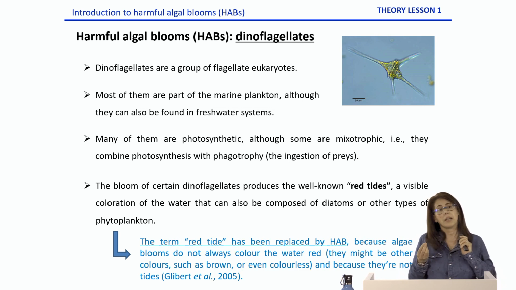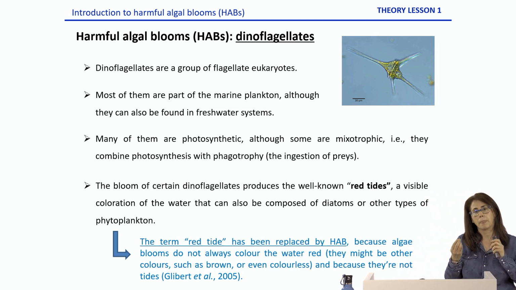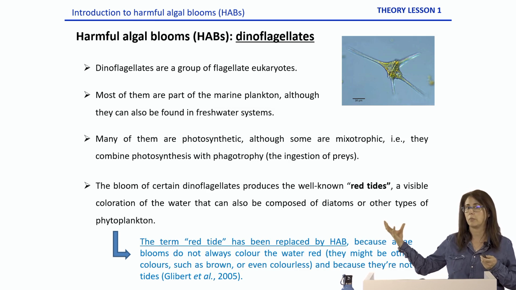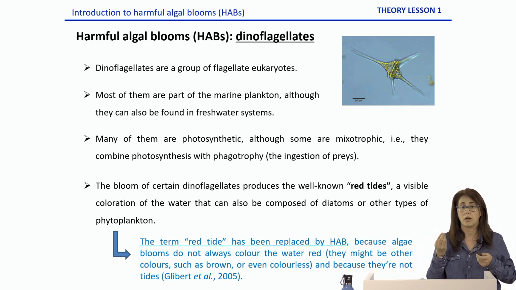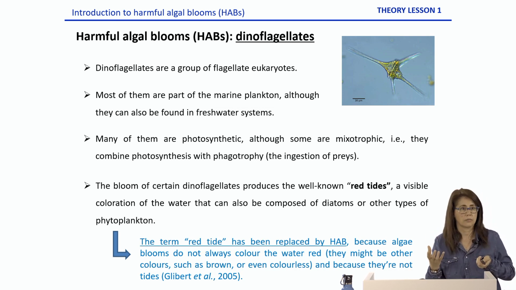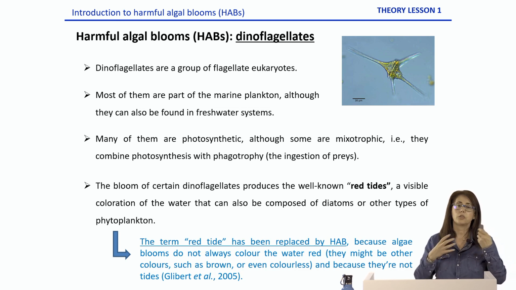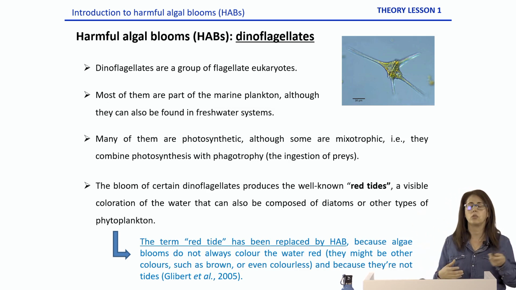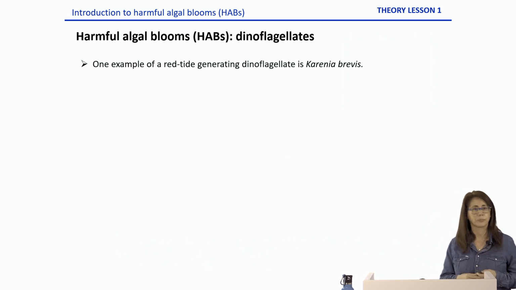The term red tide is actually not very accurate because, as you have seen, for example, with the cyanobacteria blooms, not all the HABs are red. Some of them are green, brown, blue, whatever, but not only this, they are not tides. So it is better to use the term HAB, harmful algae bloom, than to use red tide. However, we continue using it because it's a term that has been used for many, many years now.